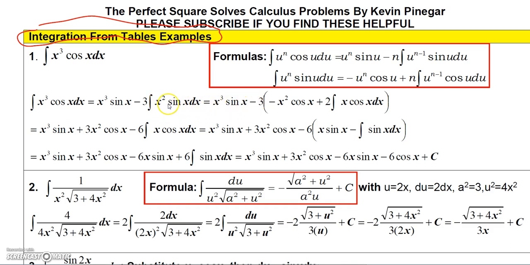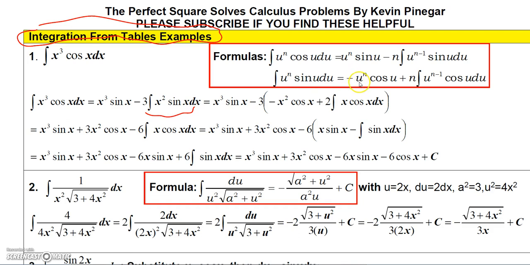And now let me go up here for x squared sine x, and let's replace x squared sine x with what this equals. So here I would have u to the n sine u equals minus u to the n cosine u plus n times this integral. Alright, now remember, to solve for this integral here, the n is actually 2. So I'm going to leave the 3 on the outside here, and then I'm going to plug this in.